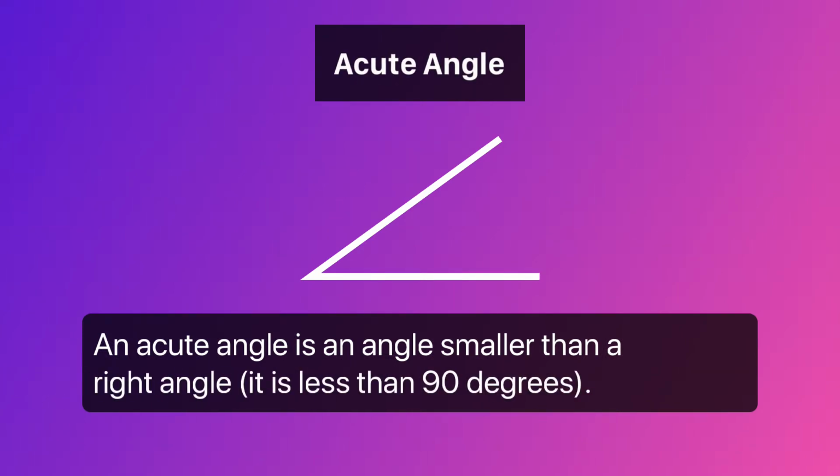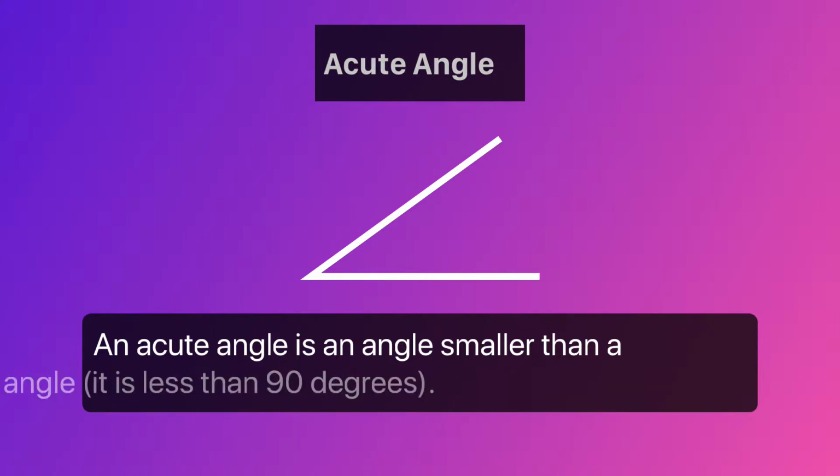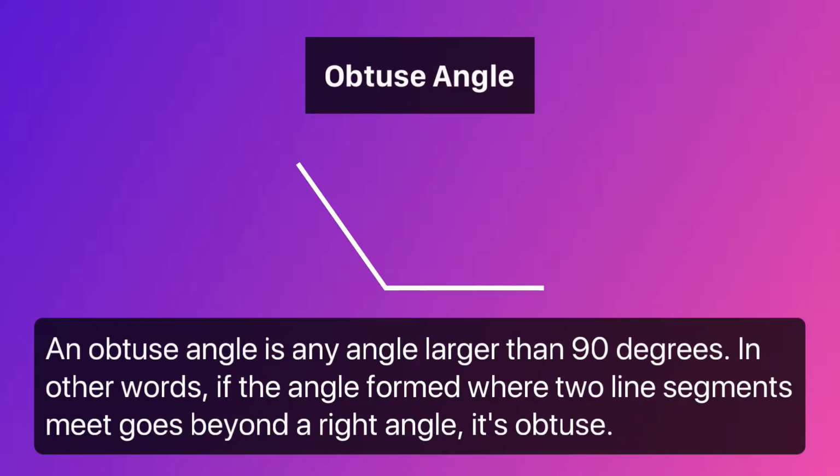An acute angle is an angle smaller than a right angle. It is less than 90 degrees. An obtuse angle is any angle larger than 90 degrees. In other words, if the angle formed where two line segments meet goes beyond the right angle, it's obtuse.